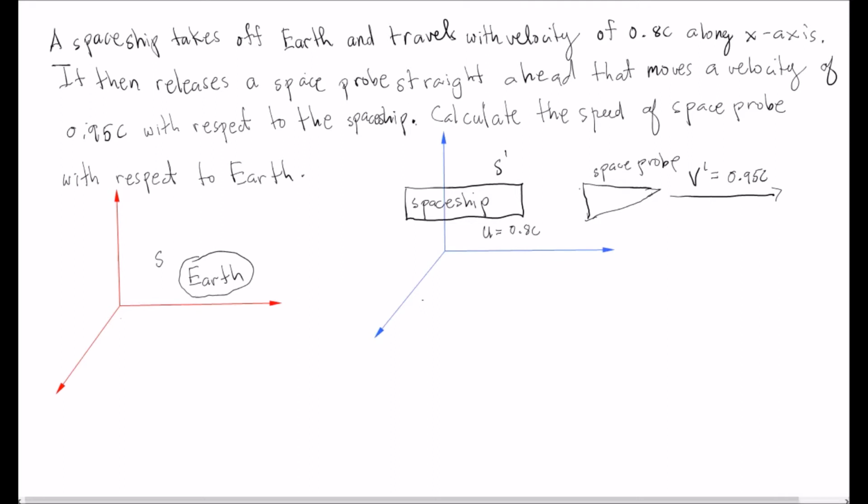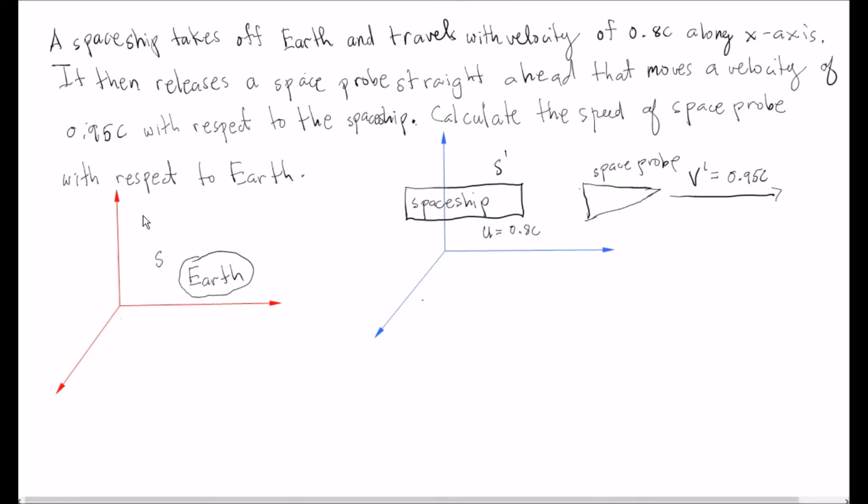A spaceship takes off from Earth and travels with a velocity of 0.8 c along the x-axis. It then releases a space probe straight ahead that moves with a velocity of 0.95 c with respect to the spaceship. Calculate the speed of the space probe with respect to Earth.